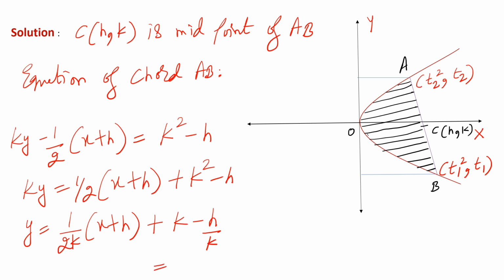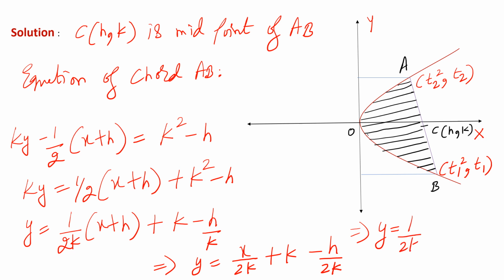Now this can further be written as y equal to x upon 2k plus k minus h upon 2k. Now finally I can write the equation as y equal to 1 upon 2k into (x minus h) plus k. Now students, we move further.